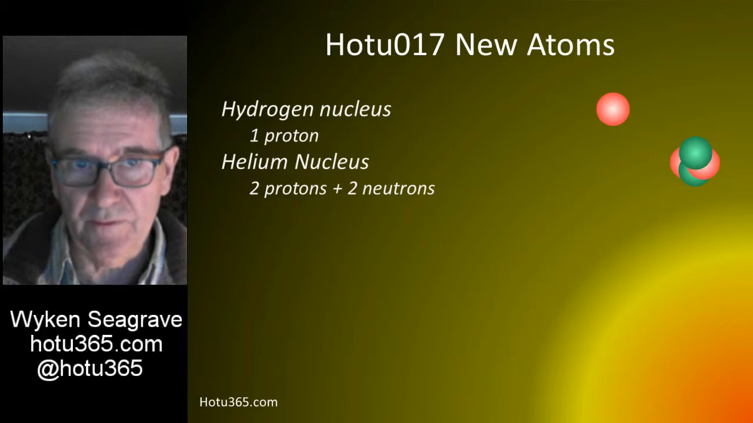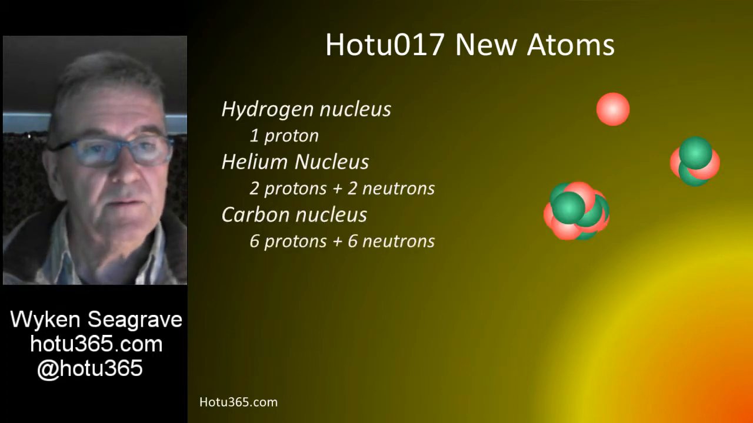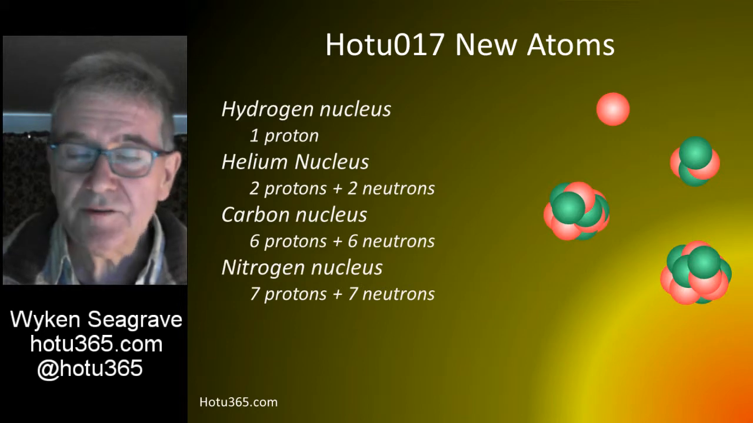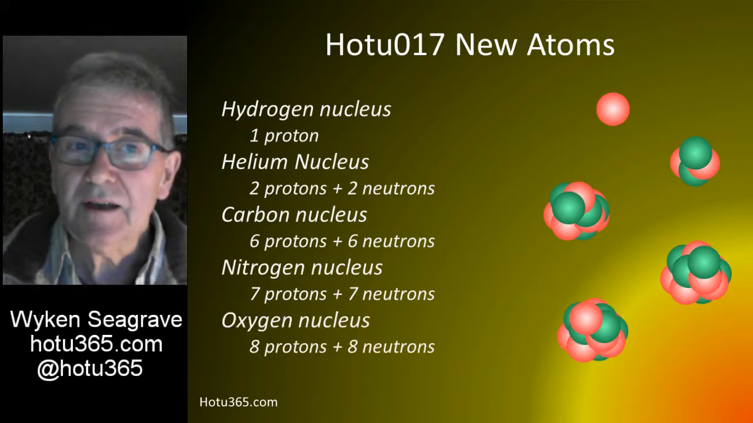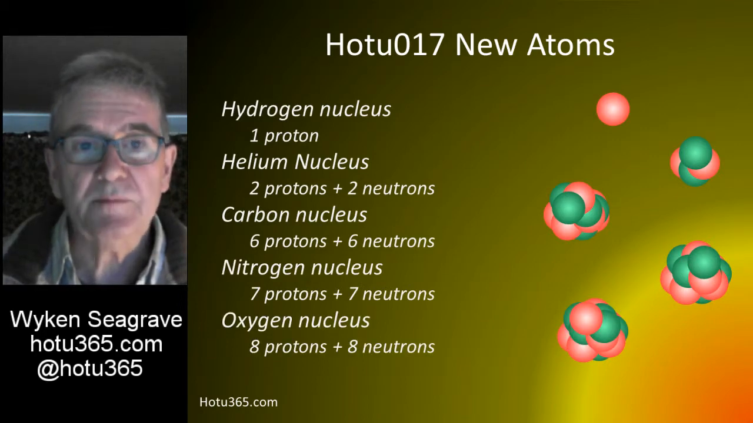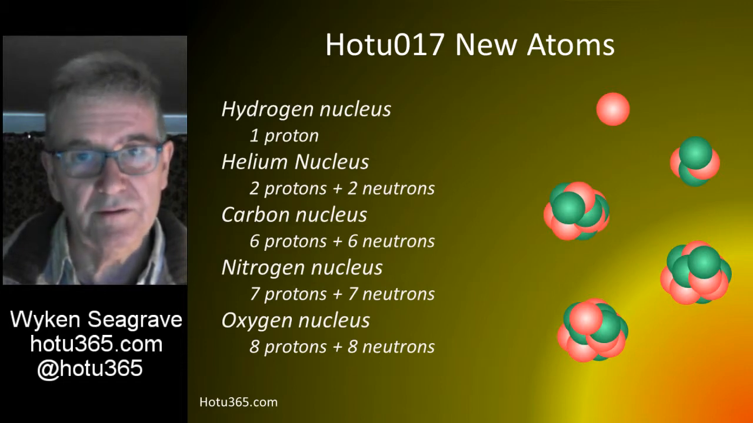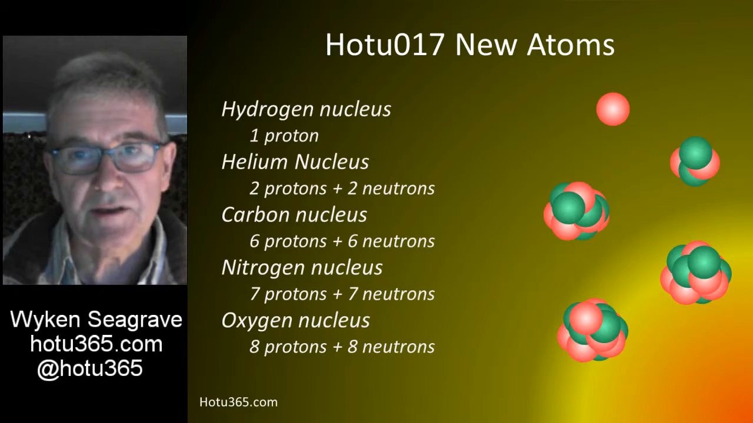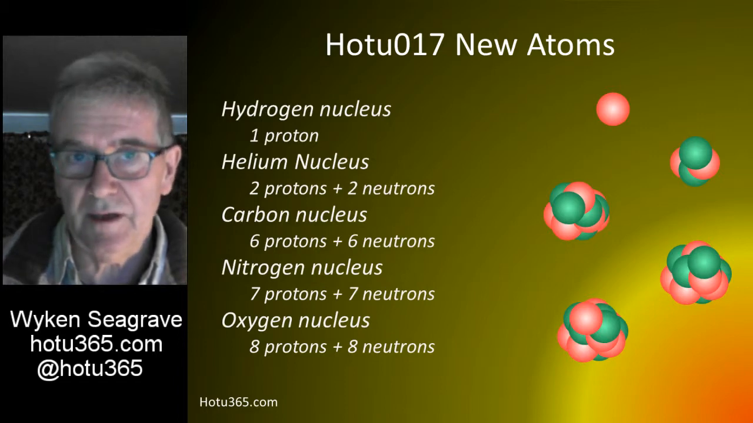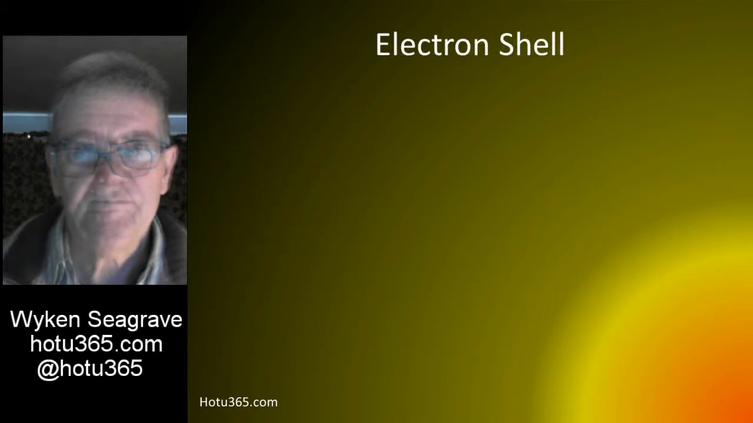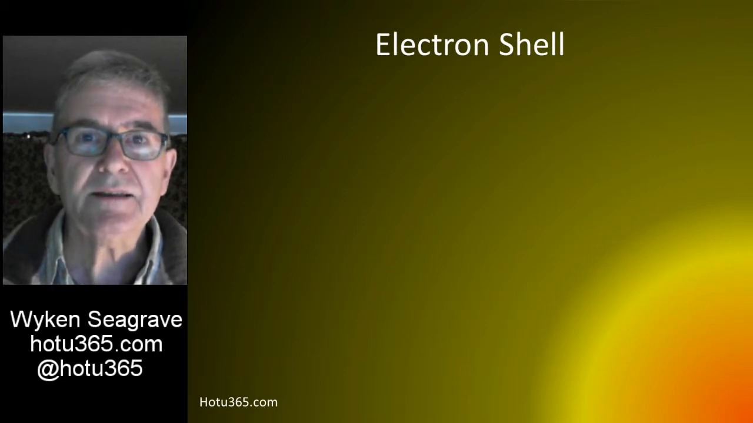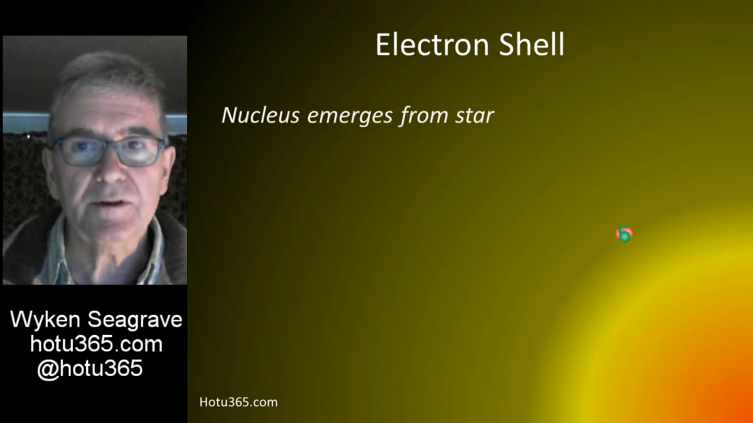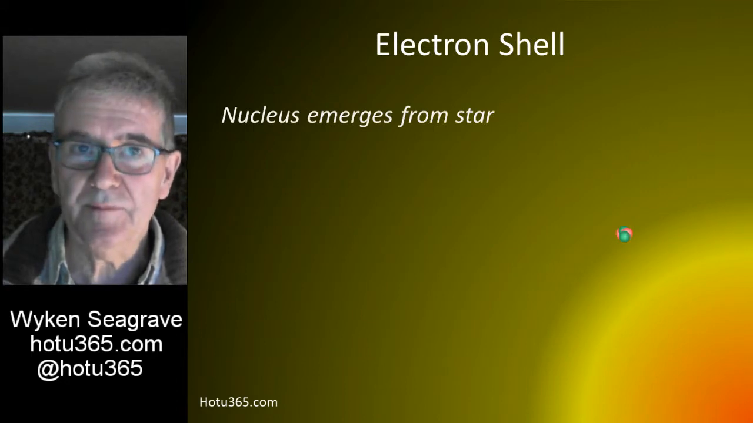We've seen these before. There was the carbon nucleus, 6 of each, the nitrogen with 7, and the oxygen nucleus with 8 protons, 8 neutrons. There were also the larger nuclei such as silicon, magnesium and iron. Let's watch an alpha particle as it is thrown out during a supernova.